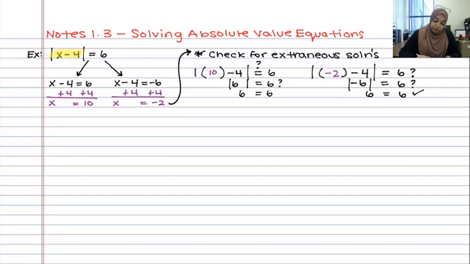Now here's the really cool thing. If I were to graph this on a number line, let me start with negative 4 a little bit away from my negative 2, and we'll count by 2's.